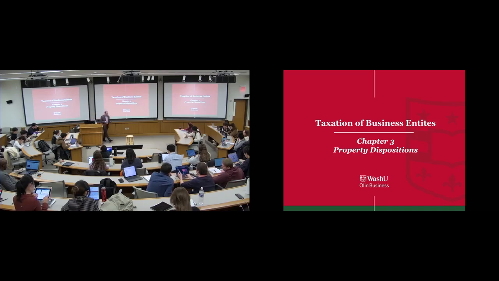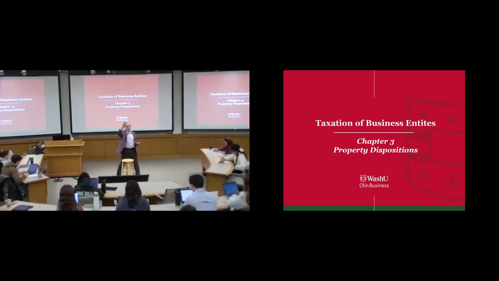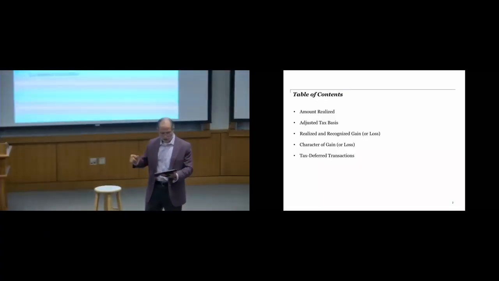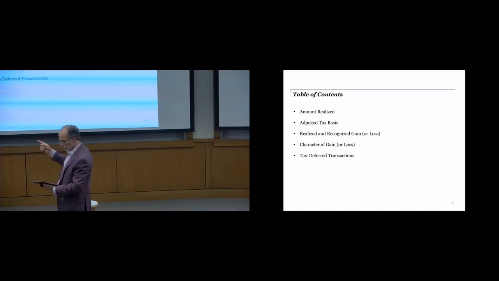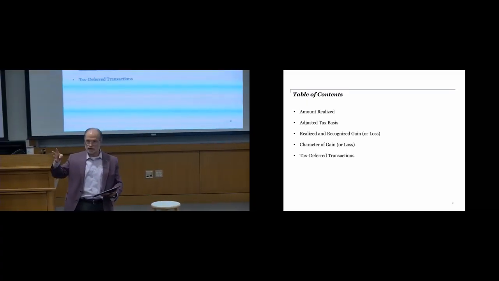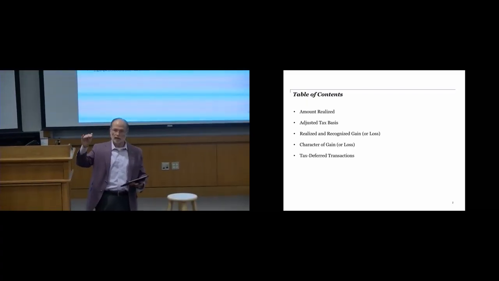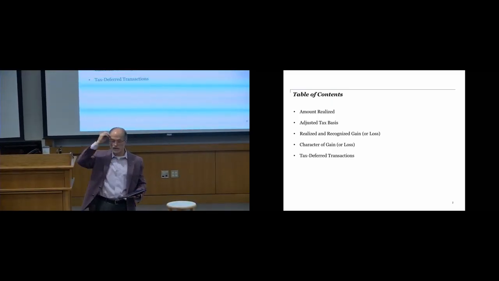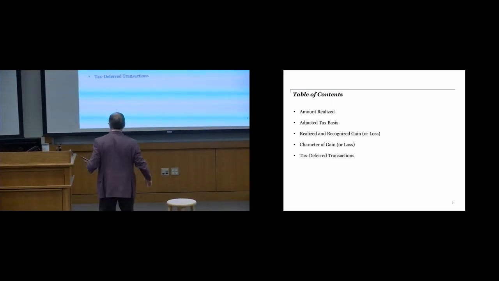Okay, so we're on the other end of the life cycle, so we already have the property and we now have disposed of it. So we're going to talk about amount realized, adjusted basis, realized and recognized gain or loss, character of that gain or loss, which is important, and the tax deferred transactions. My goal is to get through character today.